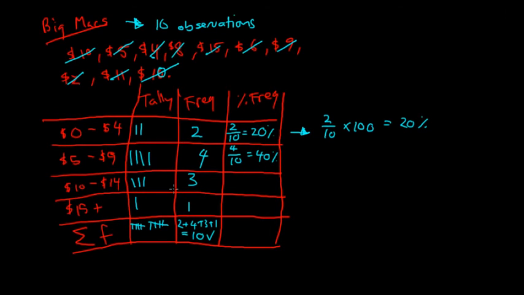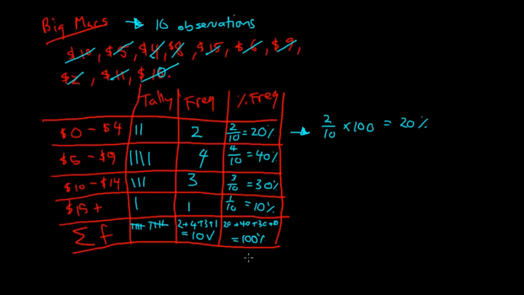Likewise, the amount of times we had observations in this $10 to $14 bucket was 3. 3 on 10, 30%. And lastly, 1 on 10, 10%. So what we know is that if we had 10 observations here, our percentage frequency is going to be the sum of all of our percentages. So it's going to be 20% plus 40% plus 30% plus 10%, which equals 100%.